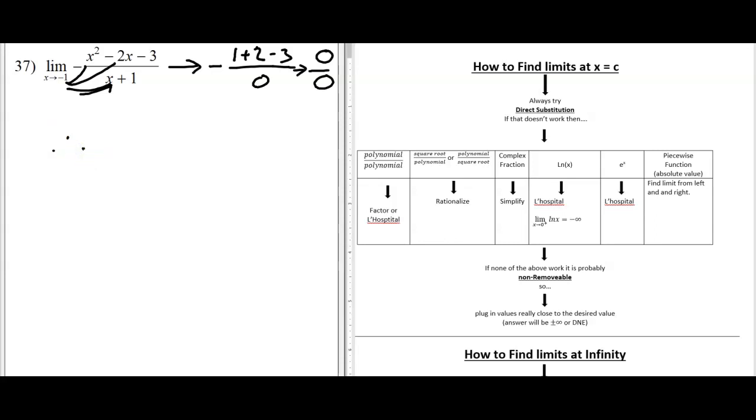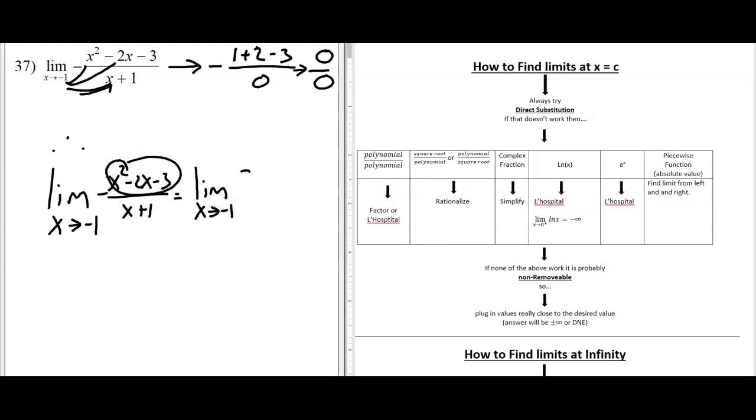So therefore, we could say that this limit is equal to this limit, which by L'Hopital's rule would be the derivative of the top, which is 2x minus 2 over 1. Direct substitution is going to give me 2 times -1 minus 2 over 1, which is -4. Final answer.